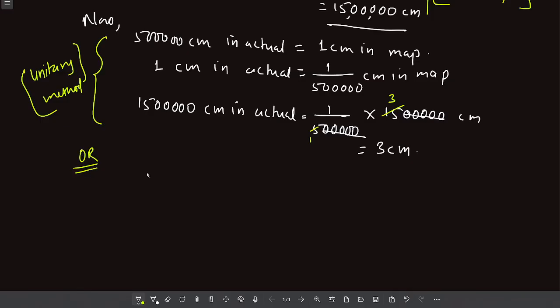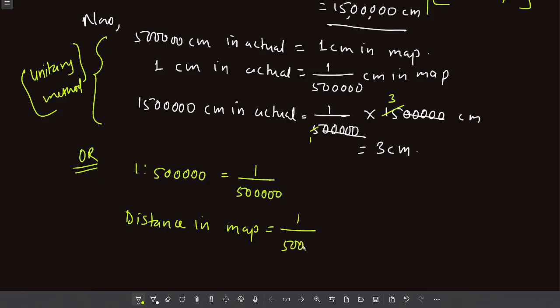The ratio is given there as 1 is to 5 lakhs, right? This can also be written as 1 over 5 lakhs. This is the ratio. The scale ratio is 1 is to 5 lakh. In fraction, it can also be written as 1 over 5 lakhs. Now, the actual distance should be multiplied with this same to convert into map. So, actual distance is 15 lakh. So, distance in map is equal to 1 over 5 lakhs into 15 lakhs.